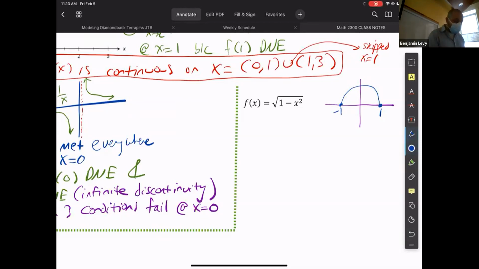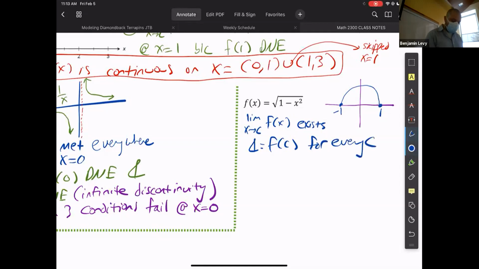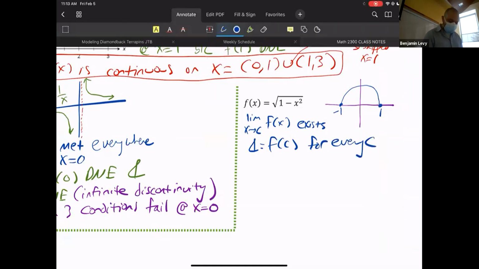So mathematically speaking, if we approach any point on this function, the limit will exist, and the function value is defined everywhere. And it equals the function value everywhere, actually. And so that's for every c between -1 and 1.